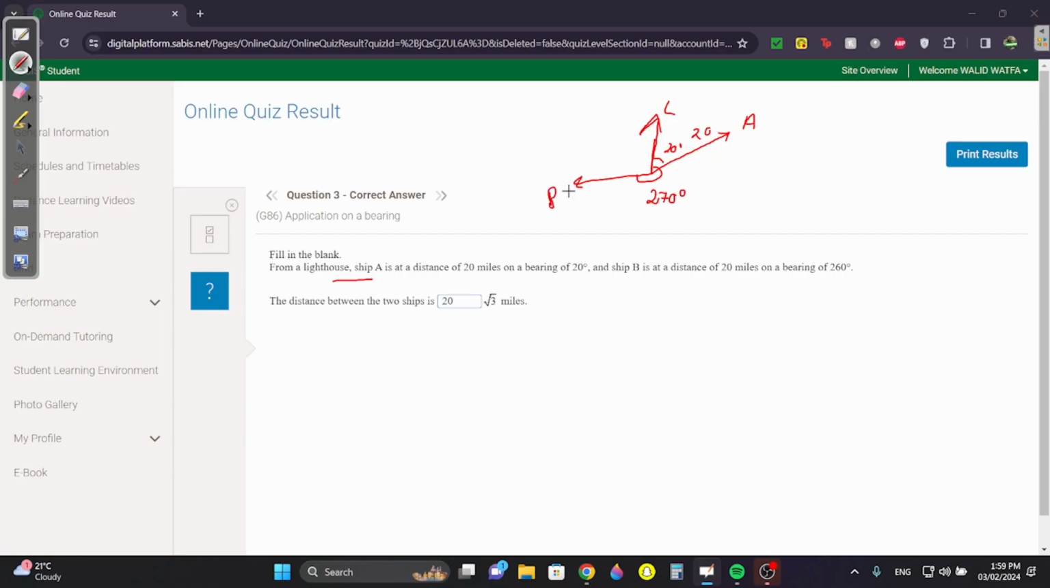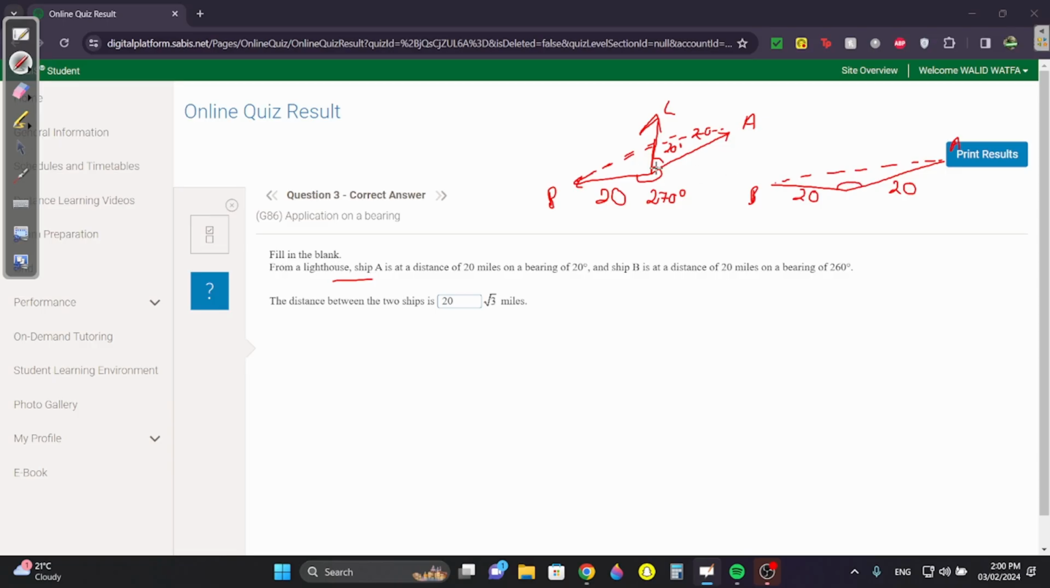And here is ship B, again 20 miles. They want the distance between the two ships. So the distance between the two ships will be this dotted line. Connect A and B, it will be this dotted line. In this case, you can't use Pythagoras because you don't have a right triangle, obviously. So we have a triangle that looks like this. You have A over here, you have B over here, and we want to find this distance. We know this is 20 and this is 20.